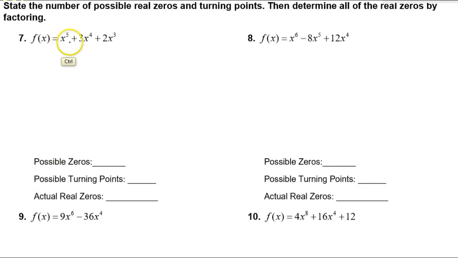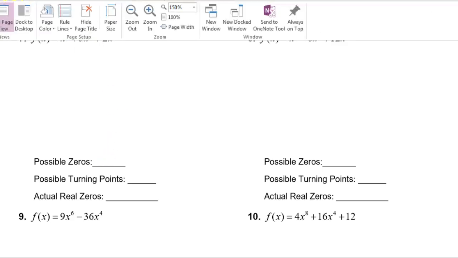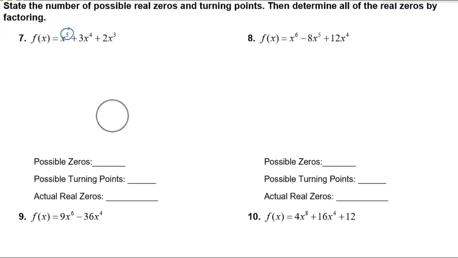Okay, it turns out that the highest degree tells us the maximum possible zeros. And so in this case, because the degree is 5, the maximum possible zeros, there might be up to 5 zeros. Now, there don't have to be 5. There could be 4 or 3 or 2 or 1 or none. But there's a possible 5.